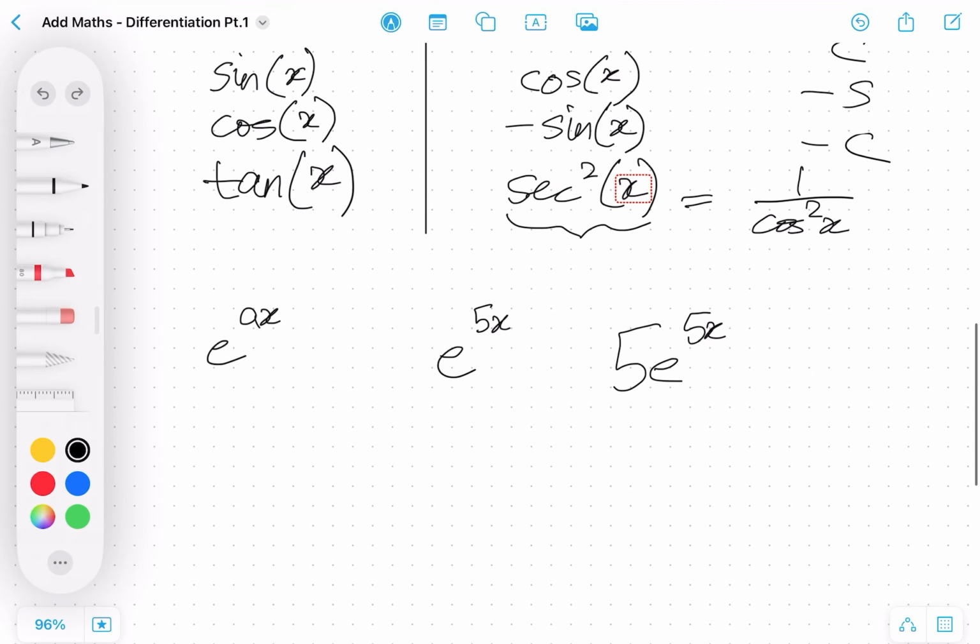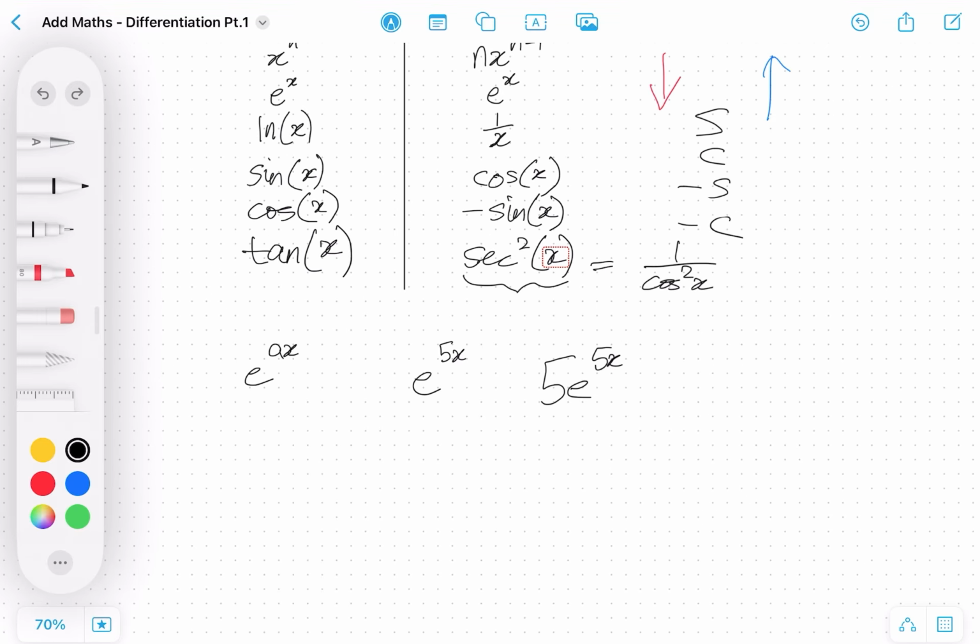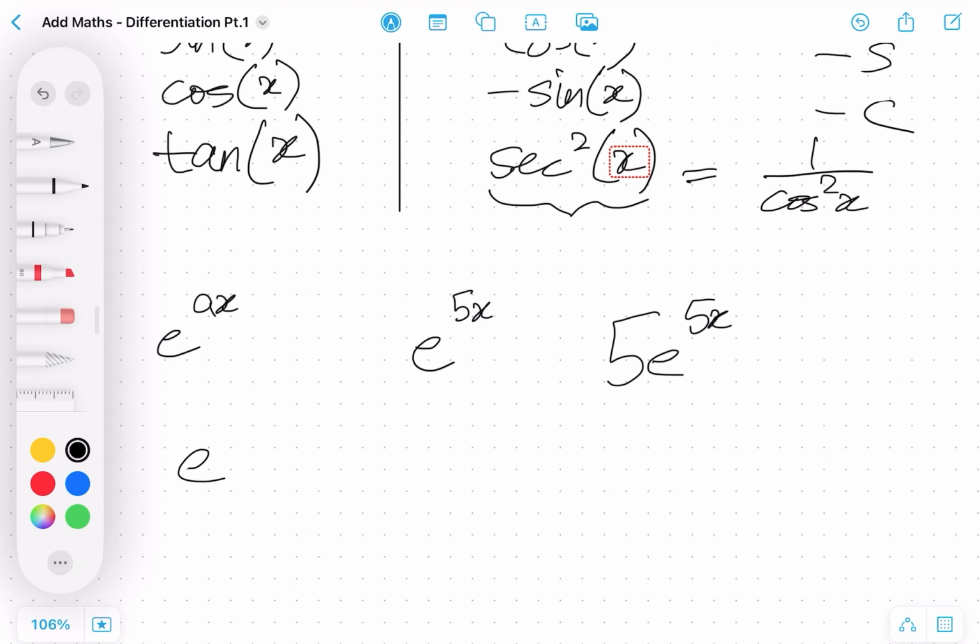Now we can also extend this to more complex versions. For example, if we had e to the power of, let's say, 4x squared plus 5x, you do the same thing as always. You differentiate the top. That gives us 8x plus 5. This whole thing is multiplied by the original function.